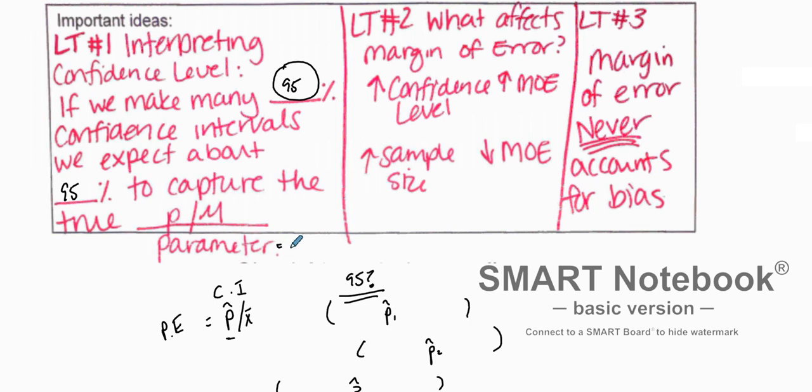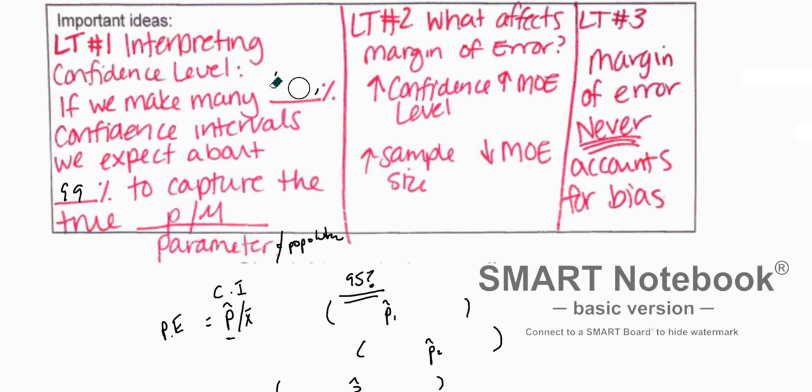okay? Because a parameter is associated with the population. And that's what we have. So if we make many 95% confidence intervals, we expect that 95% of them will capture the true parameter. If we made a bunch of 99% confidence intervals, we expect that 99% of them will actually capture the true proportion or mean of the population. And so that is what we talk about. We make many of them, and we expect that the same percentage will actually capture it.